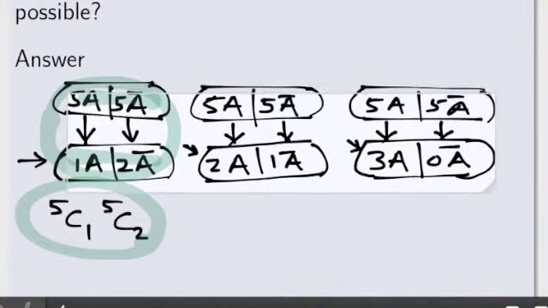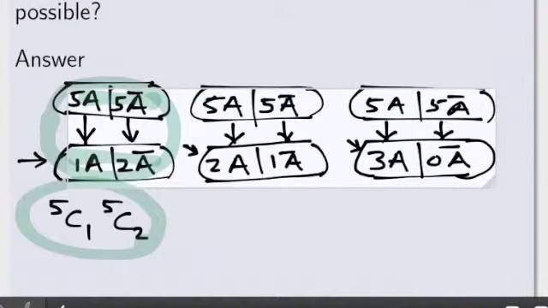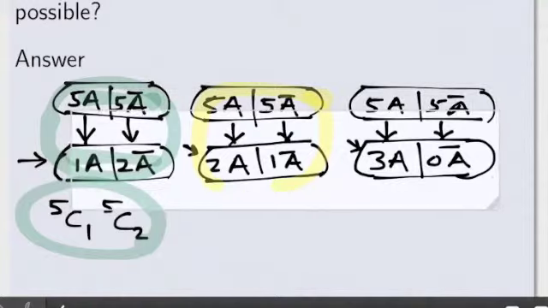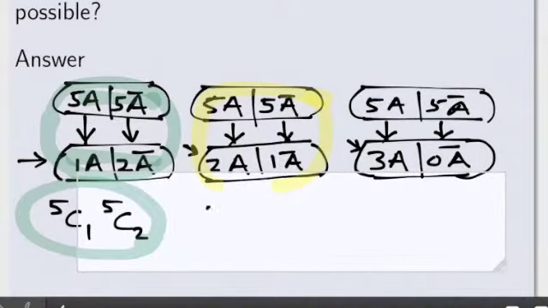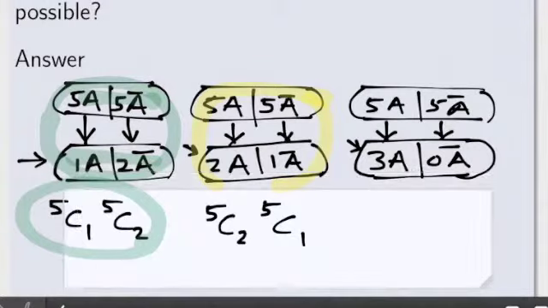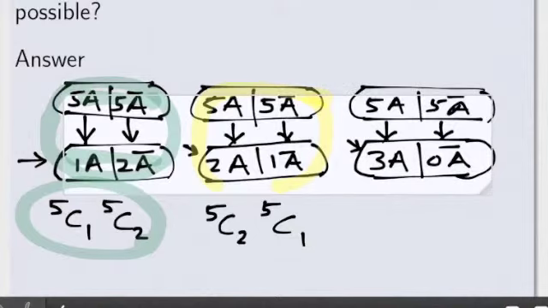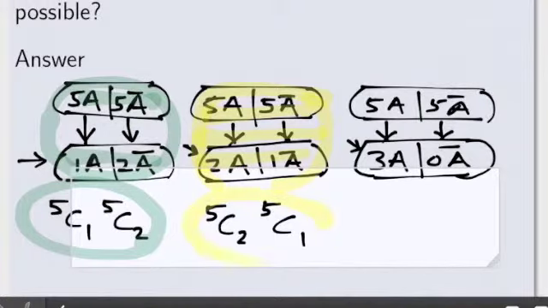Then let's look at the scenario where our subgroup has 2 Australians. So this is our second scenario where we have 2 Australians and 1 non-Australian. So choosing 2 Australians from a pool of 5 is 5 choose 2. Choosing 1 non-Australian from a pool of 5 is 5 choose 1. So the number of combinations for this scenario is given by this term here.